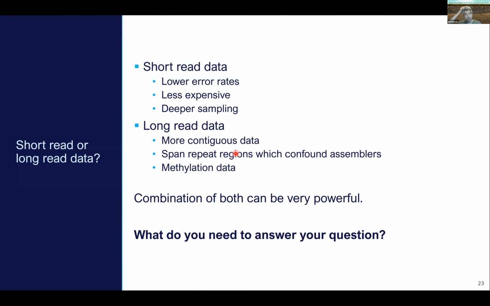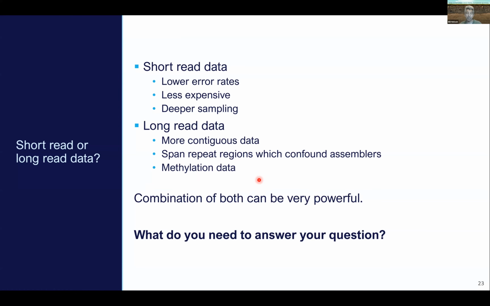Long read data, the most advantageous thing is the longer sequence reads. You have more contiguous data rather than having on a single fragment part of one gene. Now you have multiple genes on that, and so there's some contextual data that gets preserved in long read data. It eliminates some of the complications of genome assembly. Long reads can span the repeat regions, which confound the assembler. So generally, you're going to get much better genome assemblies out of long read data. And they've got techniques for picking out methylation data as well, which is something you can't get from short read data.